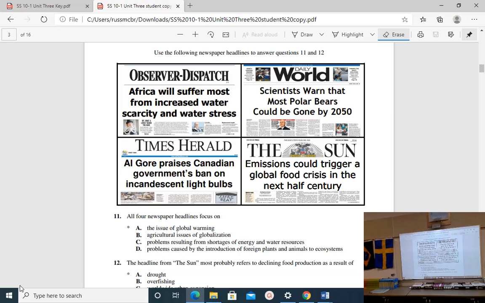Then we look at the Times Herald. Al Gore praises Canadian government ban on incandescent light bulbs. That's energy use. Light bulbs, so maybe C. Emissions could trigger a global flood or a global food crisis in the next half century. So I guess a lot of people, if they get it wrong, might be pulled to C, because we have energy here. There's really no energy here, right? We can infer that the polar bears could be gone because of use of energy. But the one thing that's big enough for all 4 to fit under, these are issues attached to global warming.